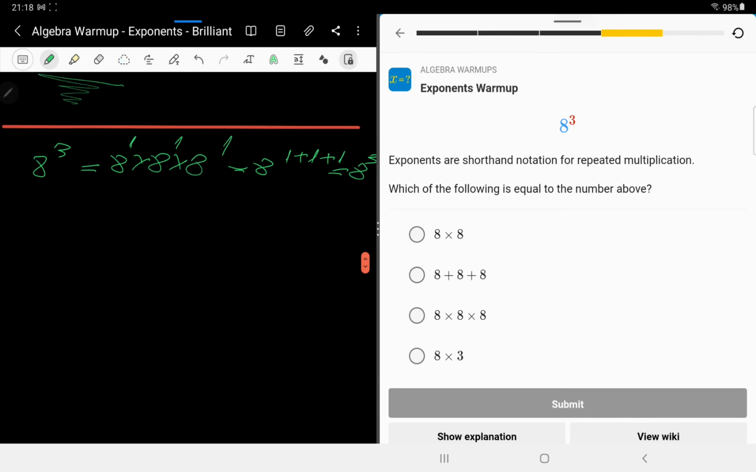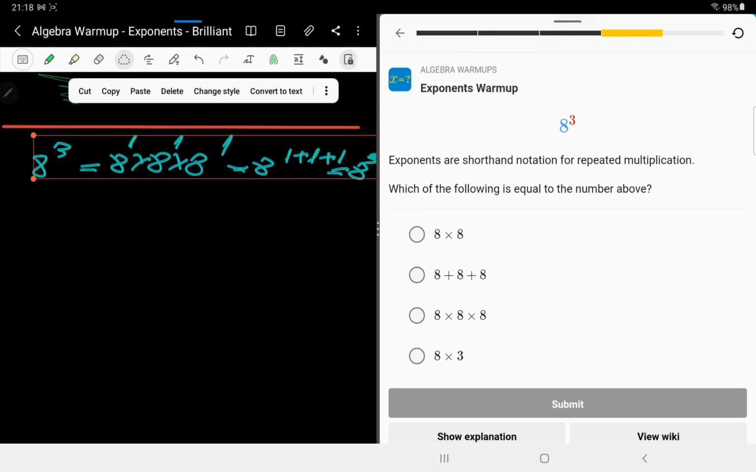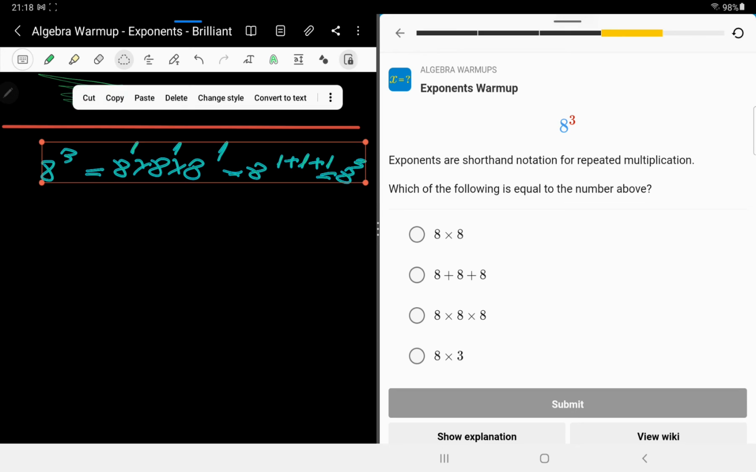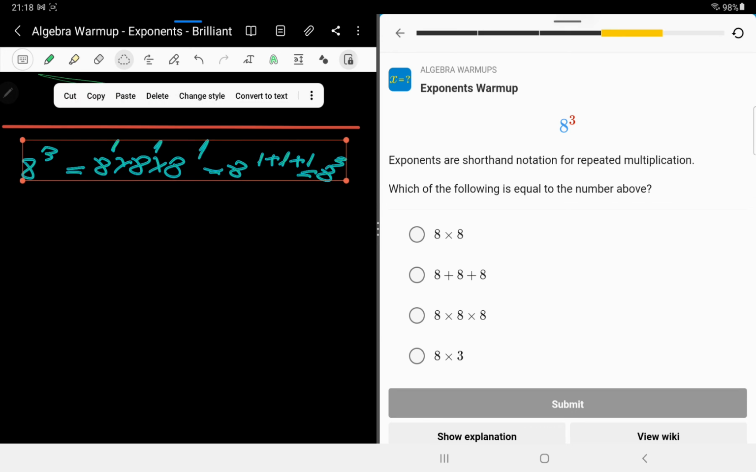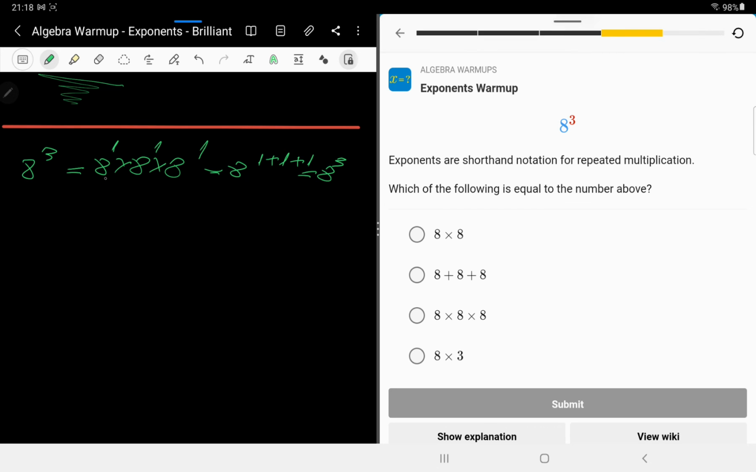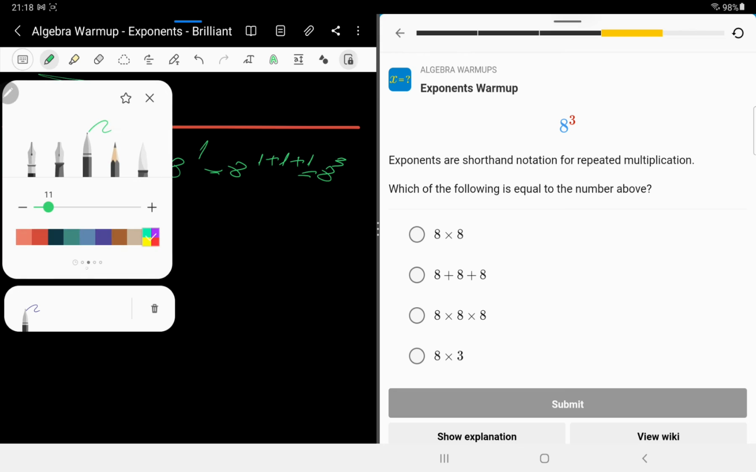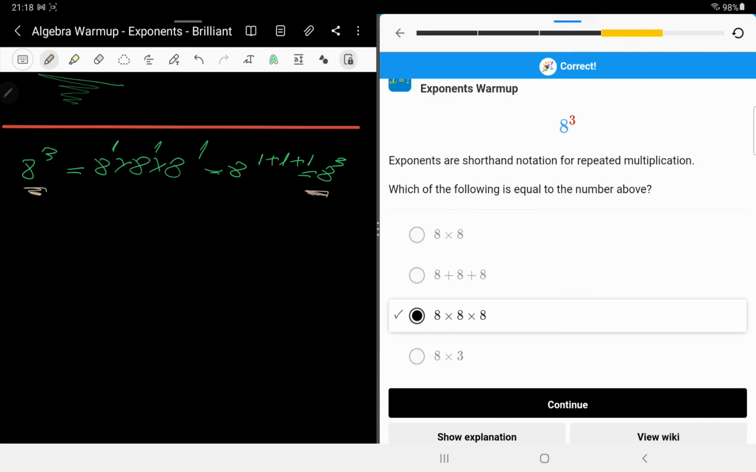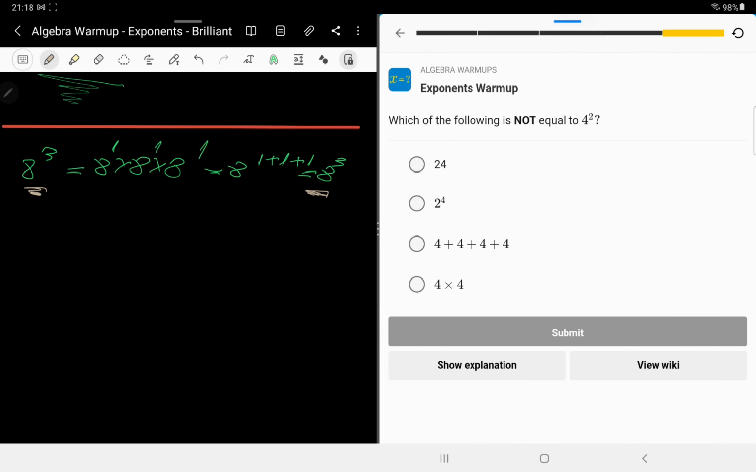All right. This is something cool that you can do with this application. I have this, and I could simply make it slightly smaller so that it can fit in here. And that's it. So 8 to the power of 3 would be equal to 8 times 8 times 8. That is correct. Now the last one.